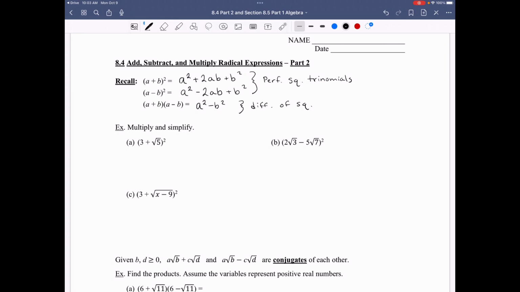So here, what we're doing is we're going to take the 3 and square it, and we're going to double this, and we're going to square the last term. Okay, 3 squared is 9, plus 2 times 3 is 6, square roots of 5, plus the square root of 5 squared is 5. This simplifies to just 14 plus 6 square roots of 5.